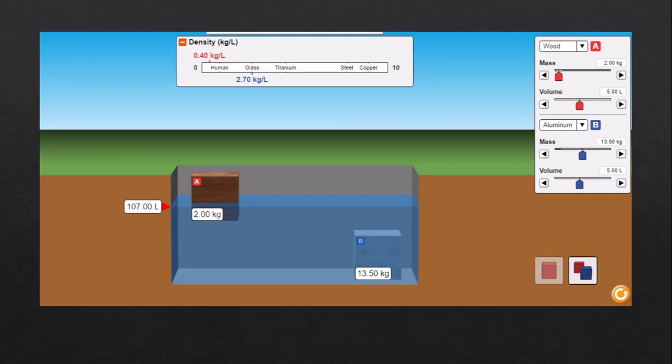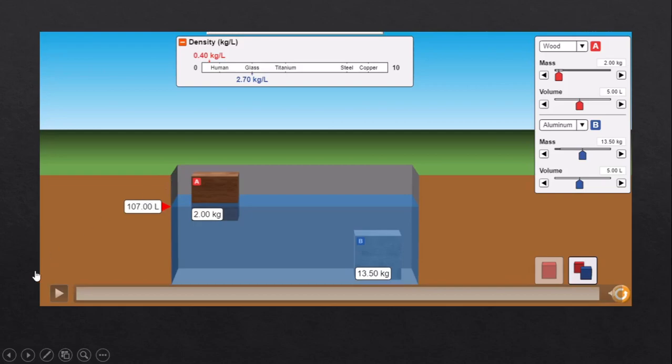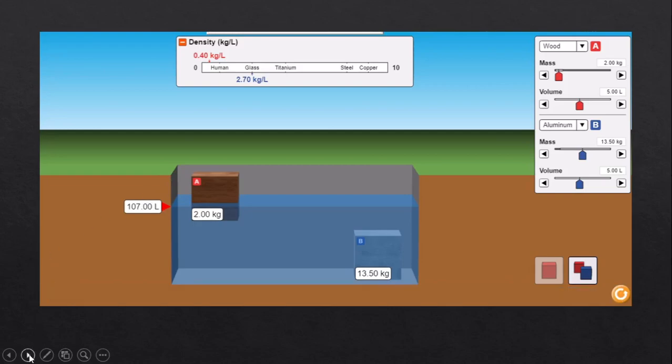So the denser substance will sink to the bottom, and the less dense substance will float on the top. Okay. So density will be different for different materials.